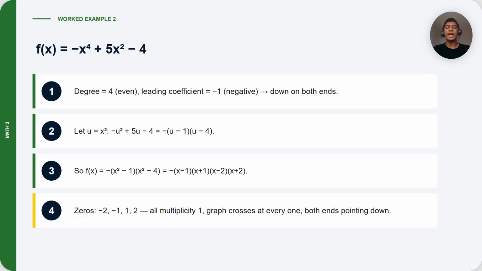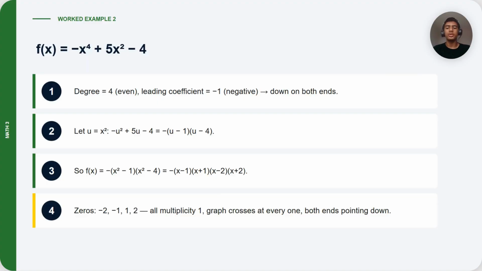Harder one. A quartic with a leading negative sign. And this is the trap I want you to see coming. Degree 4. That's even. Leading coefficient is negative 1. So both ends point down. A frowny shape, not a smile.